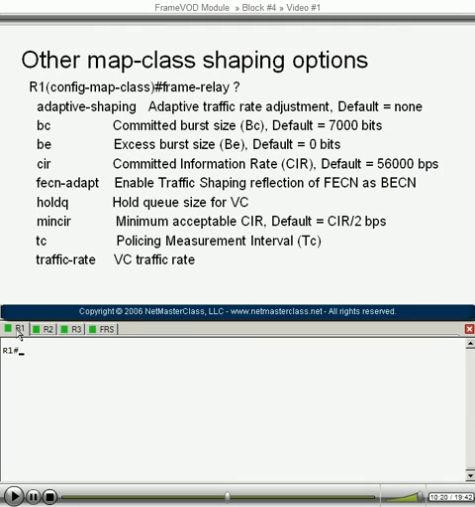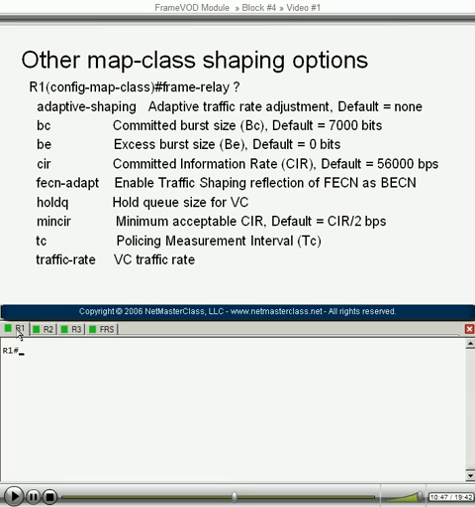There are 4 map class options related to FRTS on DTE interfaces that we have yet to mention. They are FECN-ADAPT, Hold Queue, TC, and Traffic Rate. FECN stands for Forward Explicit Congestion Notification. This feature works with BECN, Backward Explicit Congestion Notification, to get senders to throttle back during congestion.